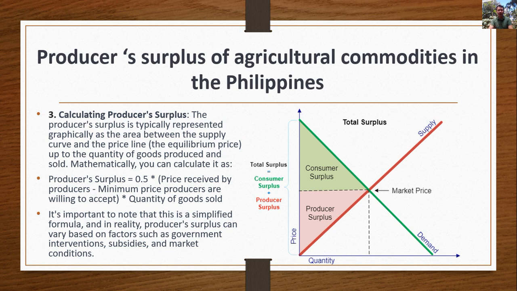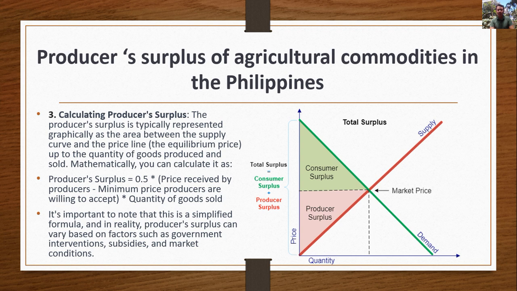Next, class, how do we calculate producer's surplus? The producer's surplus is typically represented graphically as the area between the supply curve and the price line. So if you can see in the illustration, from the equilibrium price up to the quantity of the goods produced and sold. Mathematically, you can calculate it as producer's surplus equals 0.5 times the price received by producers minus the minimum price producers are willing to accept, times the quantity of goods sold. So it is important, class.